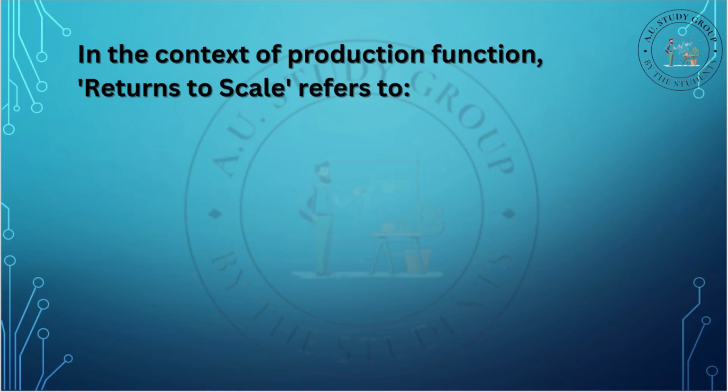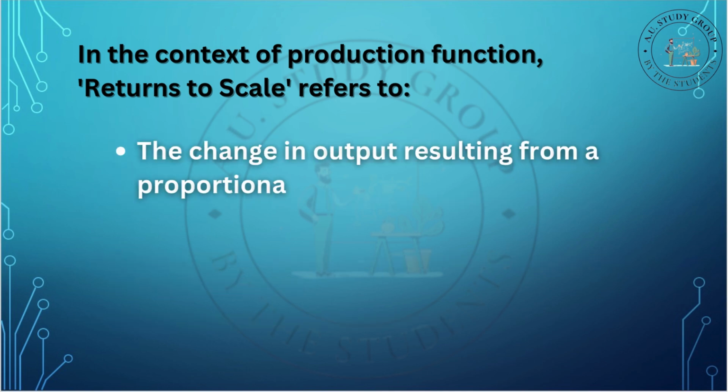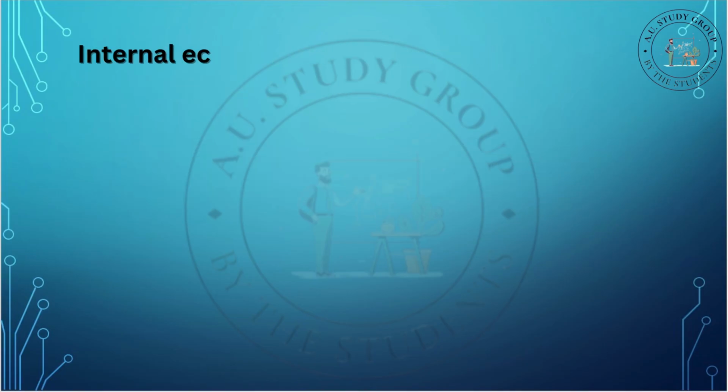In the context of production function, returns to scale refers to what? A change in output resulting from change in one input, the returns on investment in production, a change in output resulting from a proportionate change in all inputs, the scale of production in a factory. What is returns to scale? The change in output resulting from a proportionate change in all inputs. Very good.